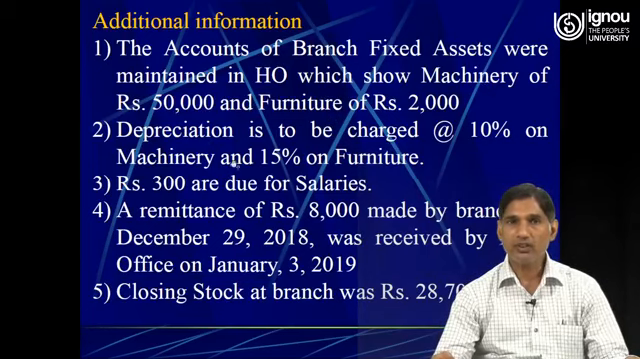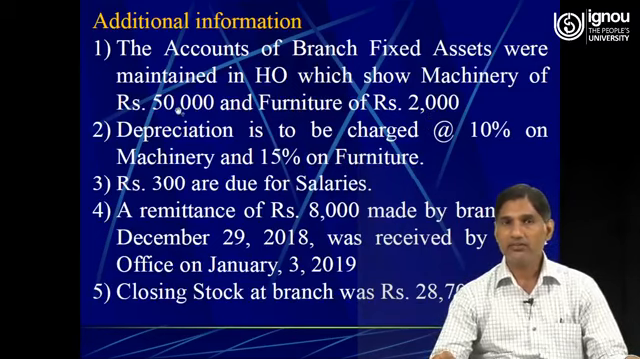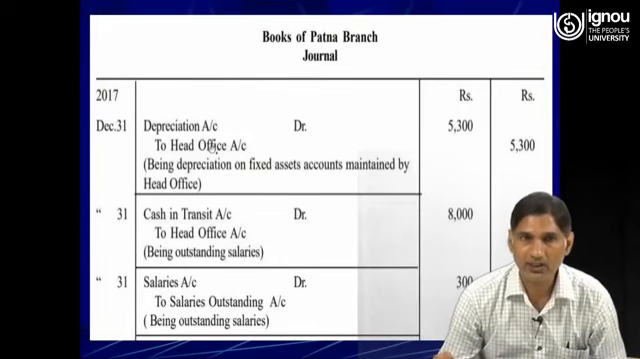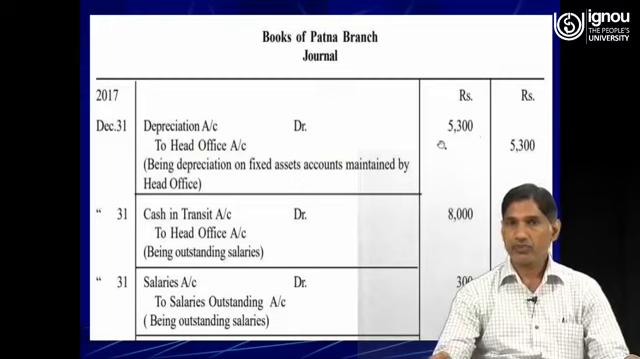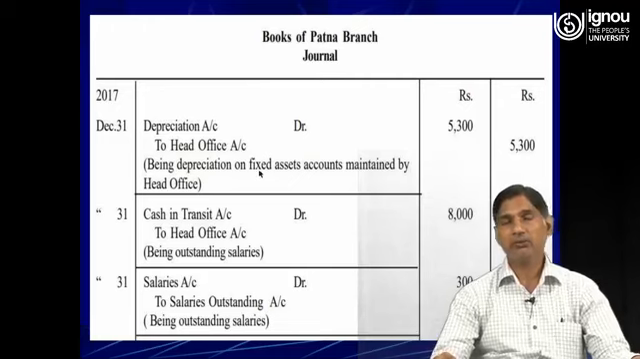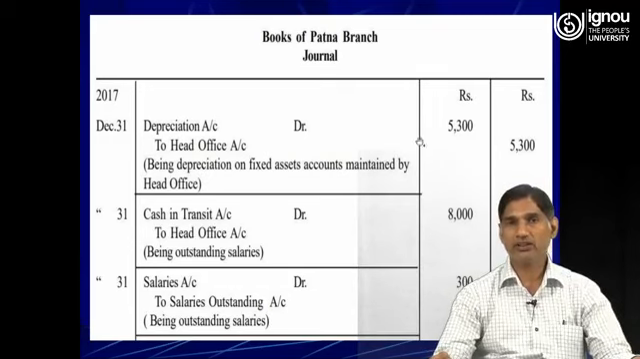If you look at it, the amount of machinery is 50,000, with 10% depreciation on machinery. 10% of 50,000 is 5,000, and the rate of depreciation on furniture is 15%. The amount of furniture is 2,000, so 15% of 2,000 is 300. So the total amount of depreciation is 5,300. The entry would be depreciation account debit to head office 5,300. The journal entry is very simple because depreciation is an expense, and as per the rationale of the nominal account we debit all expenses and losses.